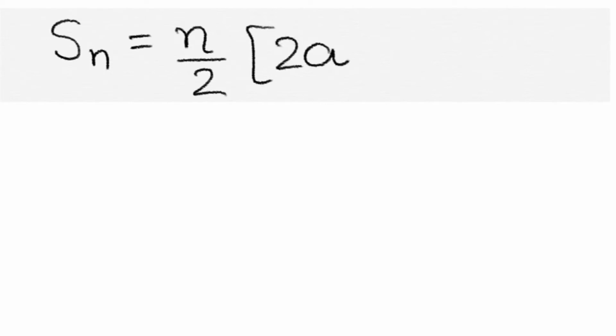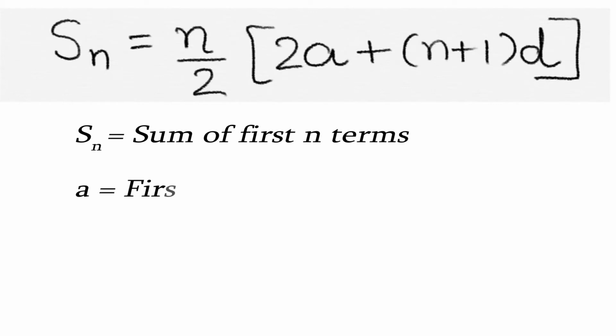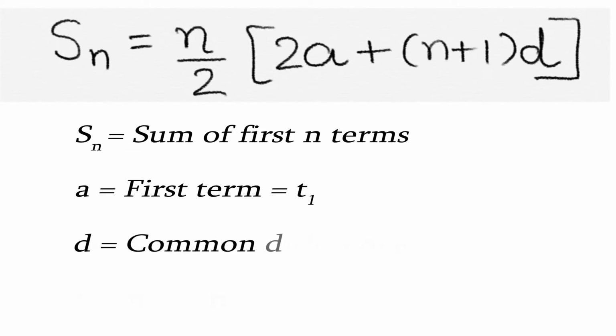See, Sn is equal to n upon 2 into square bracket 2a plus round bracket n minus 1 round bracket completed d square bracket completed. Now what is Sn? Sn is the sum of first n terms. A is what? It is the first term, that is T1. D is what? It is the common difference. N is the number of terms.